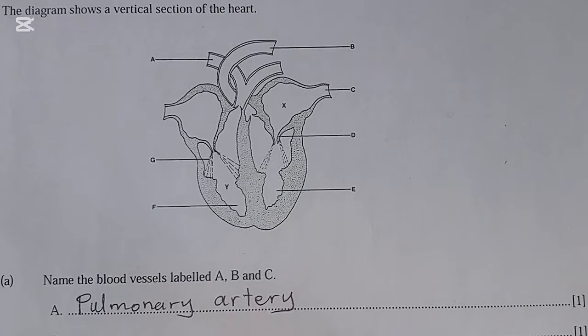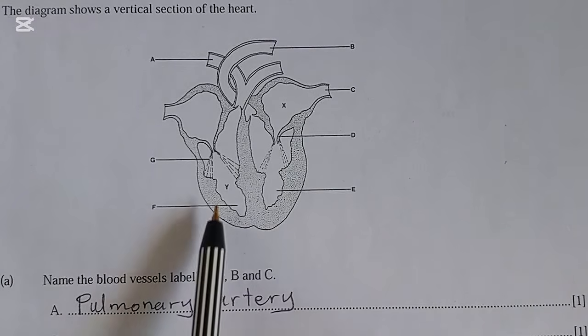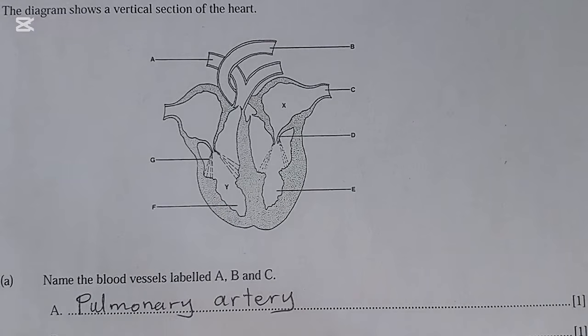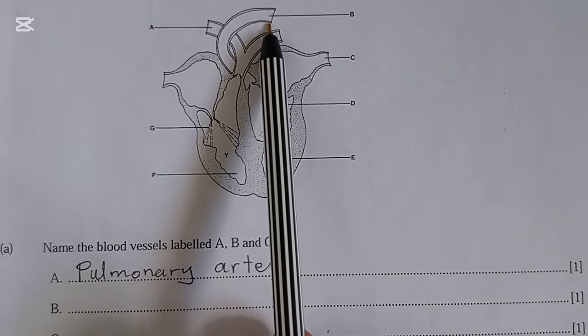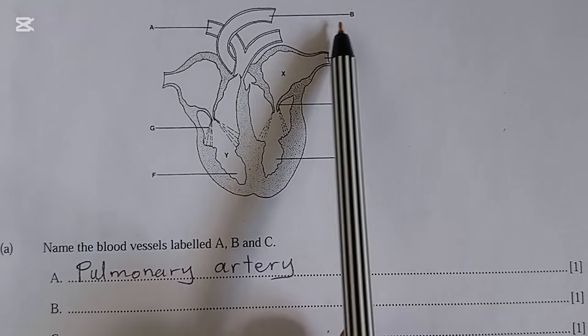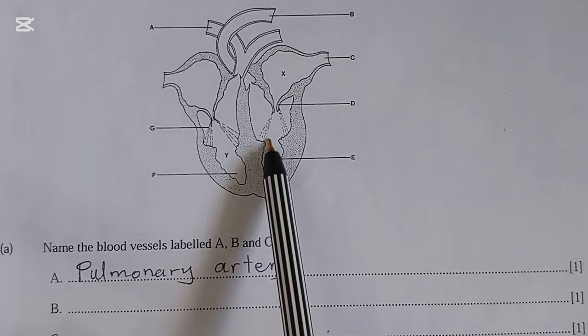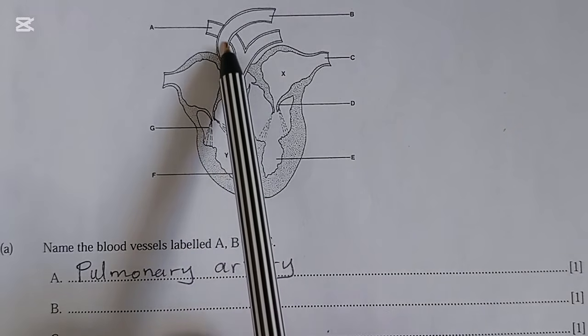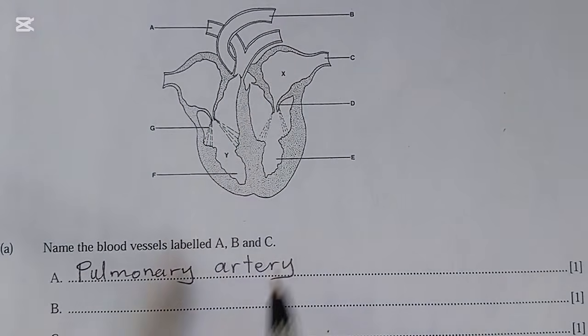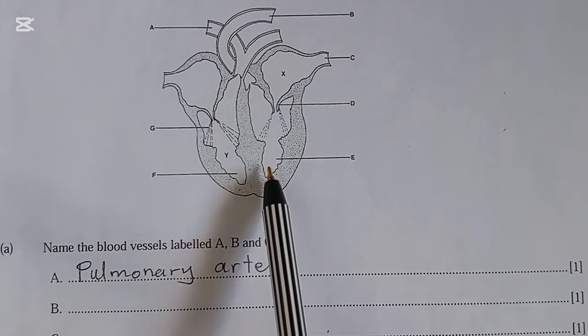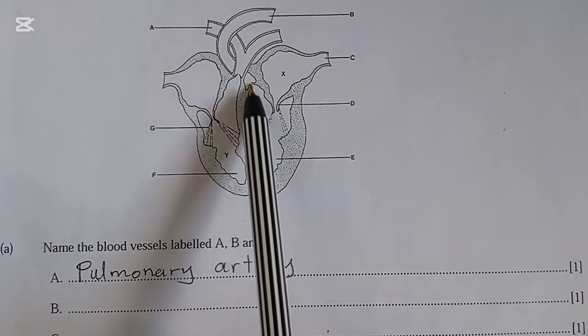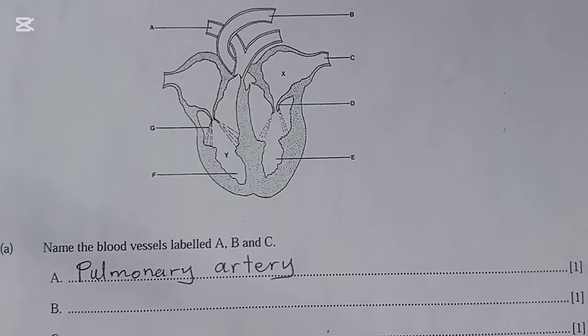So this pulmonary artery carries deoxygenated blood from the right part of the heart to the lungs. For what reason? For purification. So blood goes to the lungs for purification. So this is our B. What is this B? B is the one which is supplying oxygenated blood to all parts of the body. It is taking blood away from the left ventricle to all parts of the body. So B is the aorta.